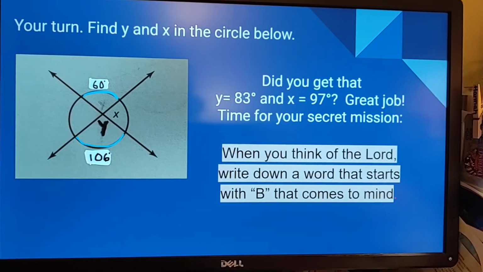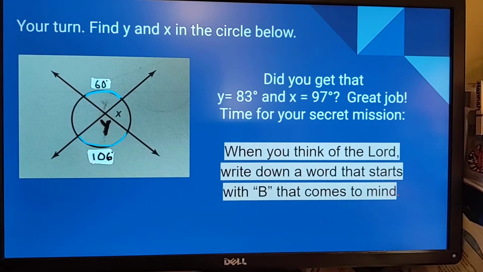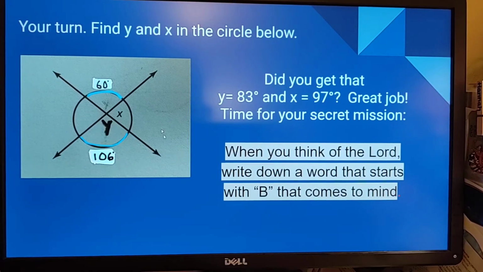Awesome job. Time for your secret mission. When you think of the Lord, write down a word that starts with B that comes to mind. Please include that in your notes today.